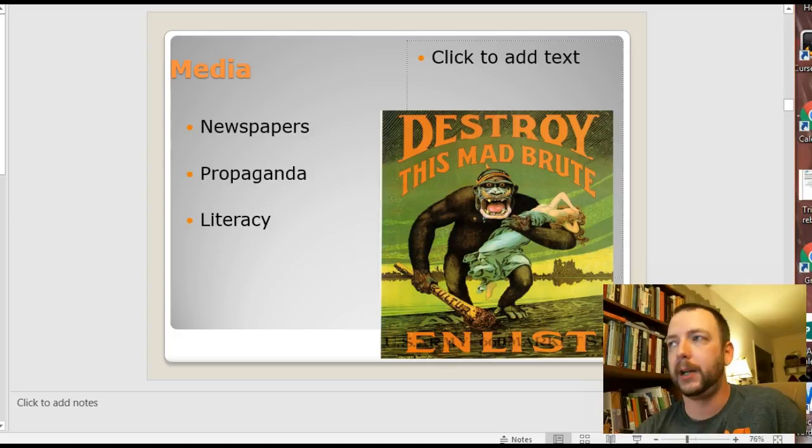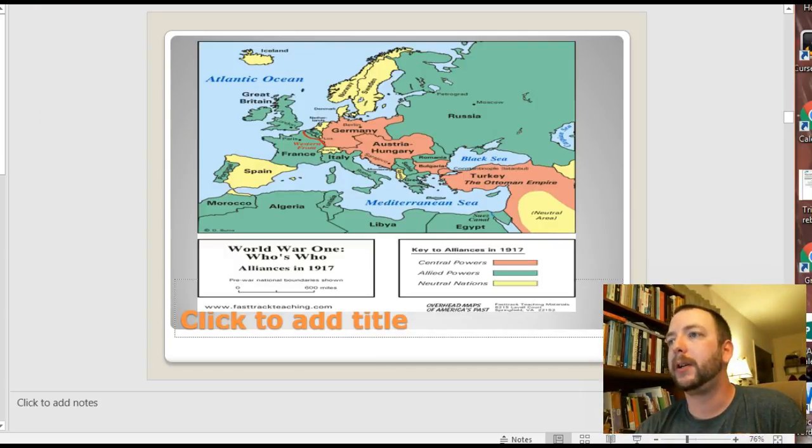And the example picture we have is this placard. It's the United States placard, and it's saying destroy this mad brute. And the brute is militarism here. That's Germany. You can see by the pointy hat. Influence the rest of Europe by smashing their culture into everything. So this is what we're talking about. We're talking about propaganda.